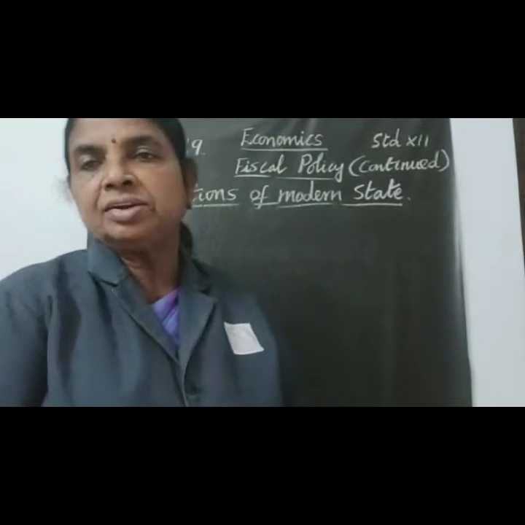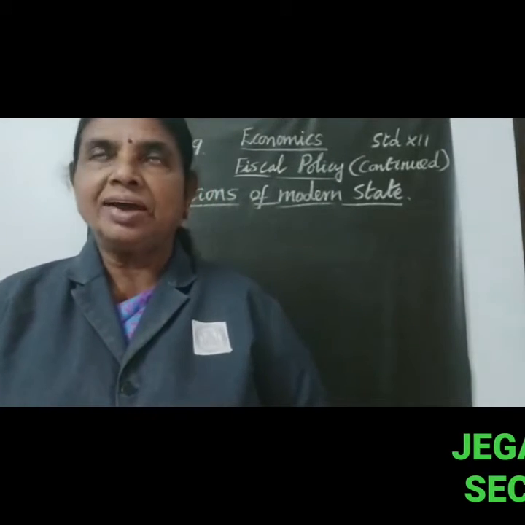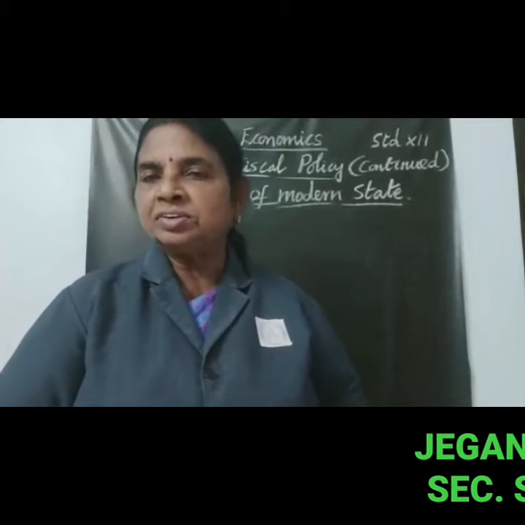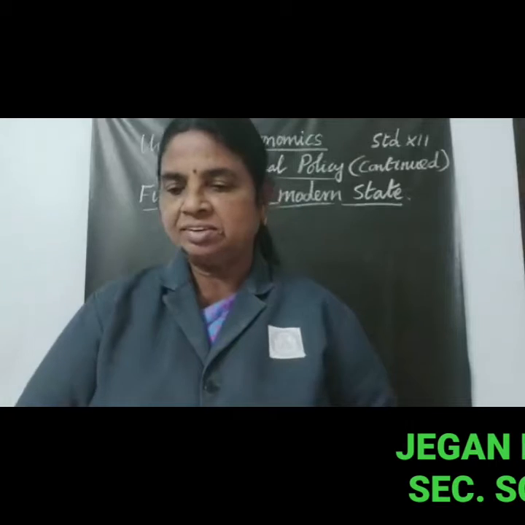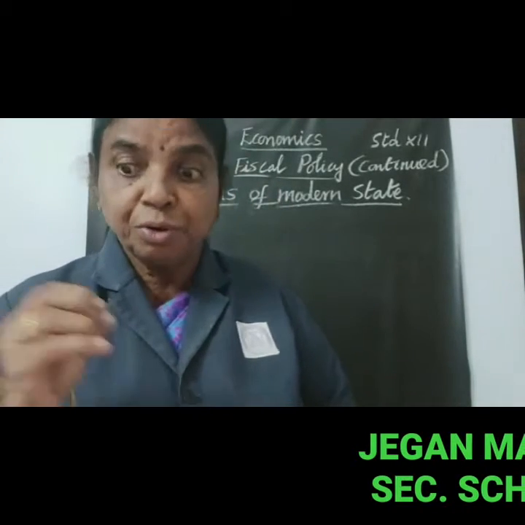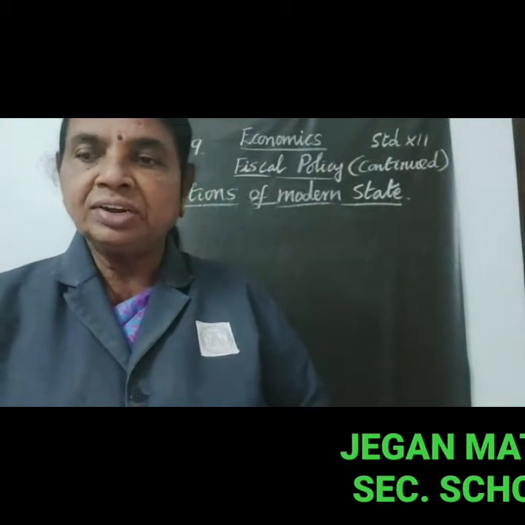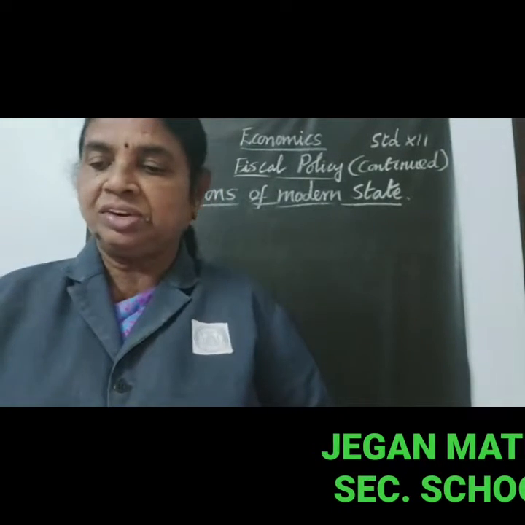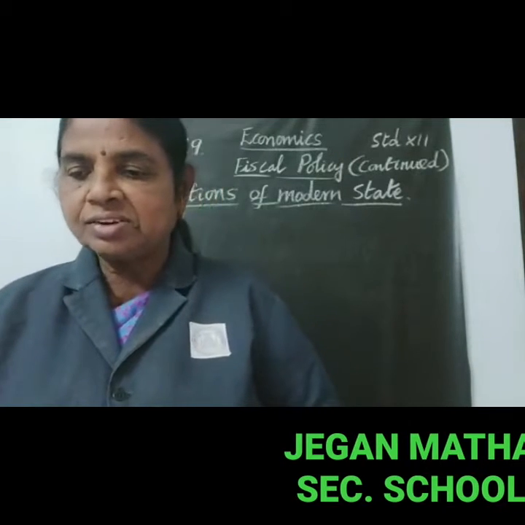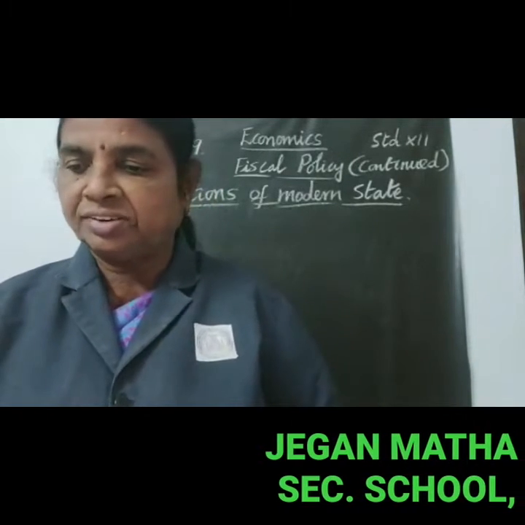Economics, Standard 12, Unit 9, Fiscal Economics continued. Functions of modern state. A government is the system or group of people governing an organized community. Government is necessary to the existence of civilized society.